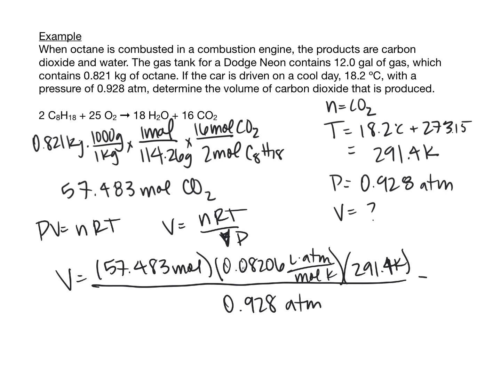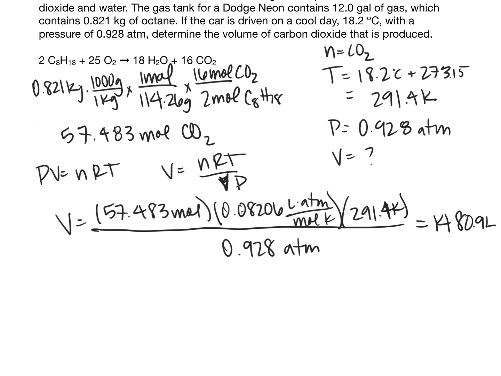And so when you plug this into your calculator, you would get 1480.9 liters. Based on our calculations, we should only have 3 significant figures. So once we use significant figures, the volume of this situation is 1,480 liters, or 1.48 times 10 to the third liters. Both of these are correct.